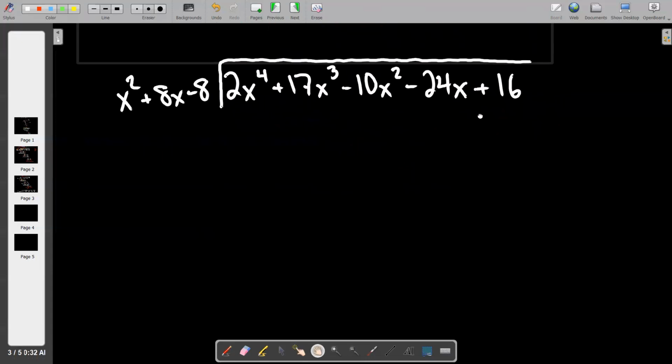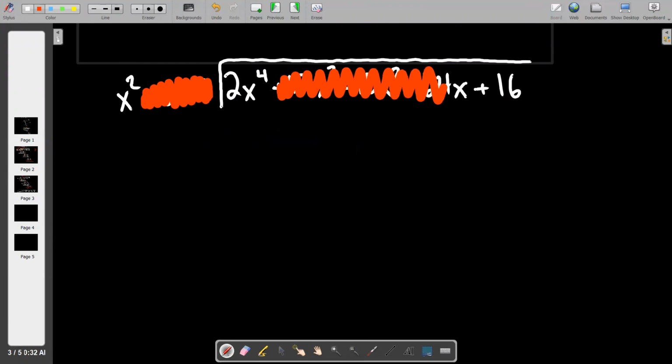So let's begin. This one I'm going to have to eventually scroll. I will run out of room on this. So let's begin. Again, my focus is only on the first term of the divisor going into the first term of the dividend. So what do we have to multiply? Nice job, Colby. That was a perfect answer. We need 2, and we need 2 more x's, so we're going to do 2x.